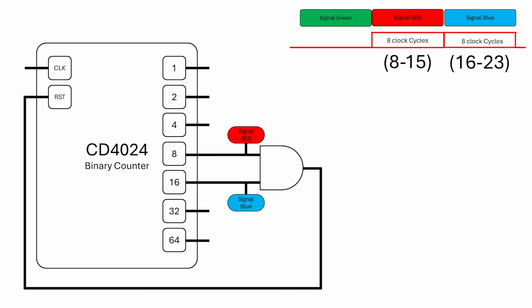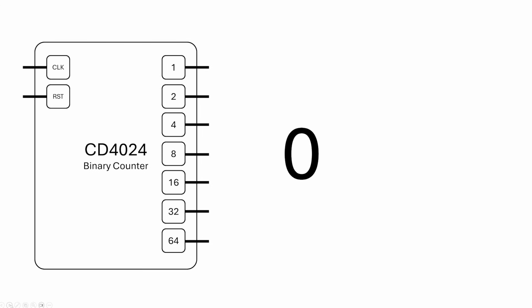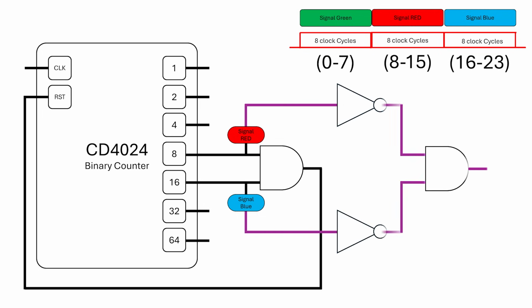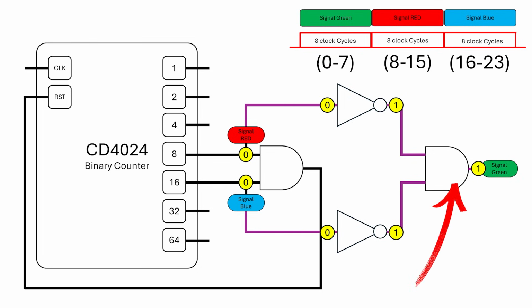We cannot really use this trick for green. However, green happens when counting from 0 to 7, when red and blue are not happening. In other words, the green signal is when position 8 and position 16 are low. We take these signals, invert them, and AND them together. Now, whenever this AND gate output is high, we know when it's time for green.